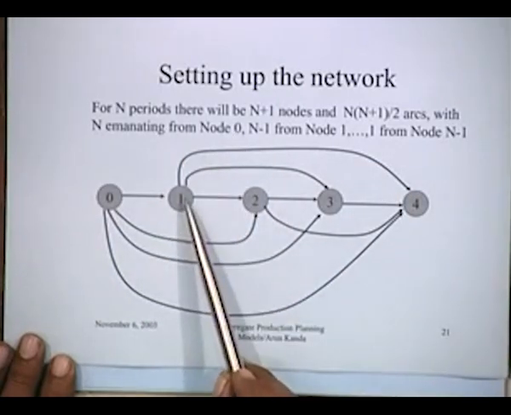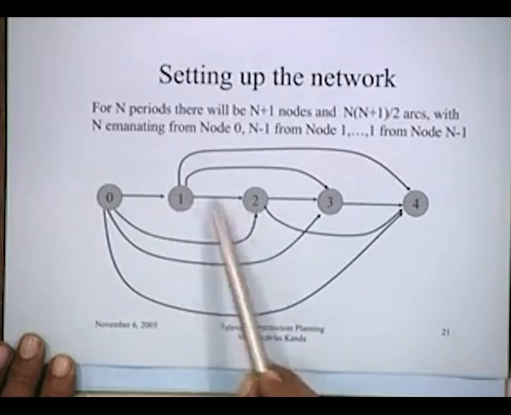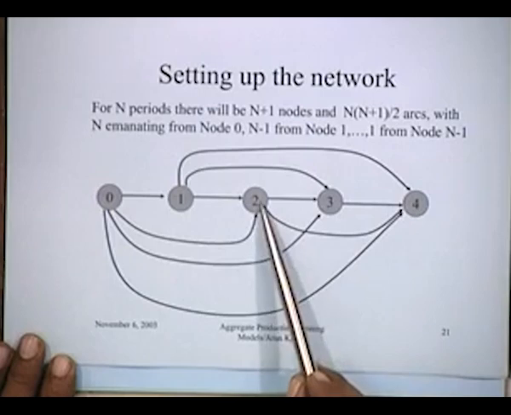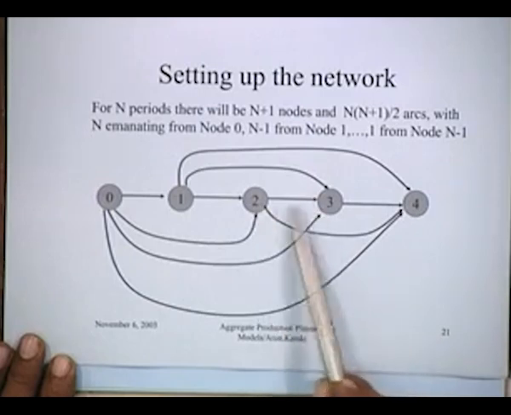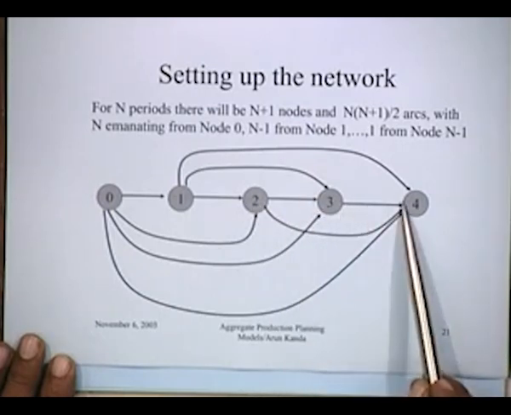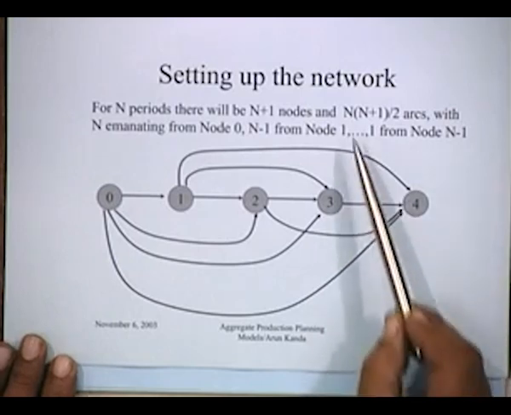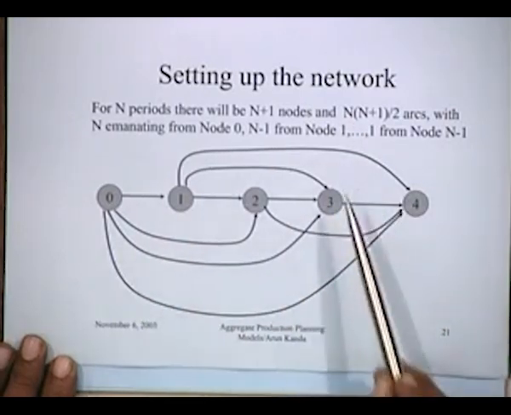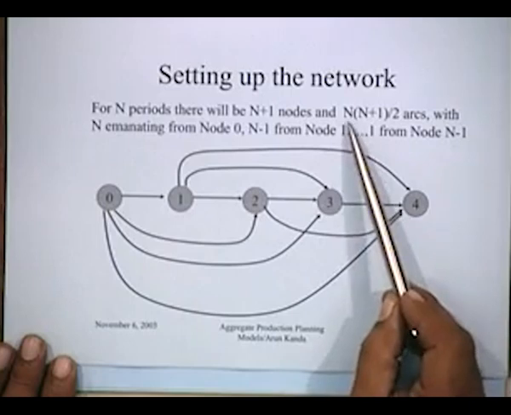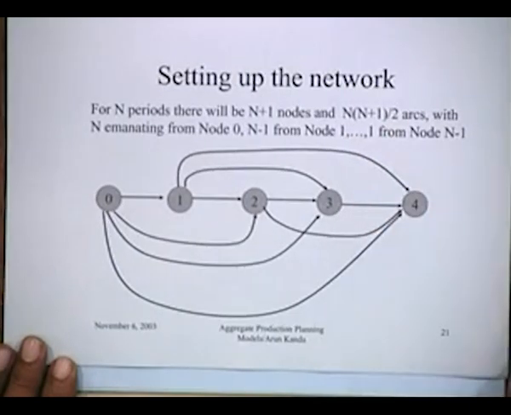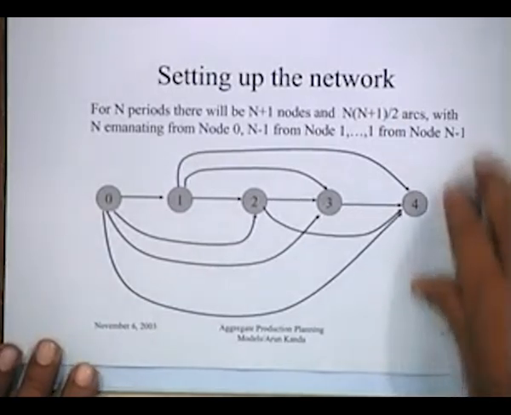Similarly, there are only 3 arcs emanating from node 1: 2, 3, 4. And from 2 there are only 2 arcs, to 3 and 4. And from node 3 there is only 1 arc emanating. So in this particular case there are only 10 arcs in the problem. That is, you have 4 into 5 by 2, and you count the number of arcs, you have only 10 arcs in the problem.